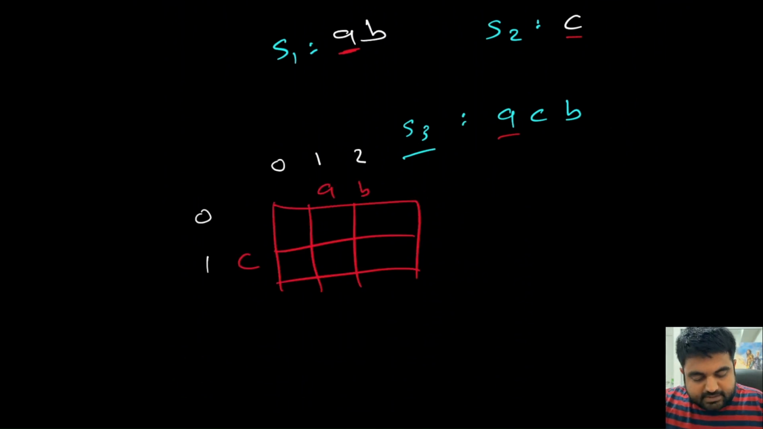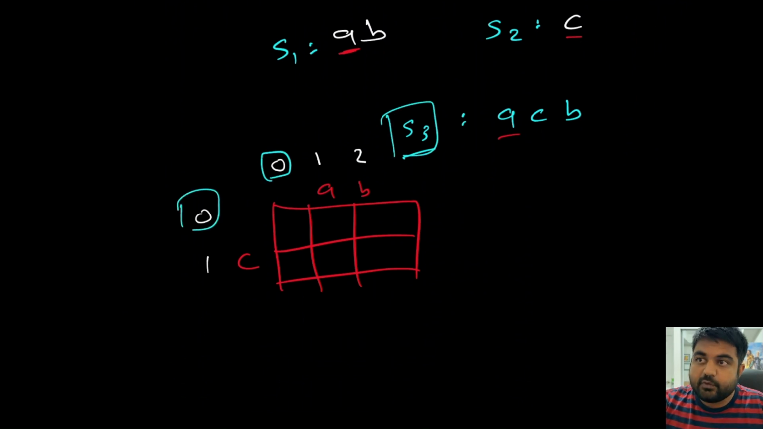This is going to say that if I am at the 0th and 0th position, then for s3 I'm going to check the 0th value. If I am at the first and 0th position, then for s3 I'm going to check the first value. If I am at the second and 0th position, then 2 plus 0, so I'm going to check the second value inside s3, and so on and so forth. We will keep on repeating and compare the values.